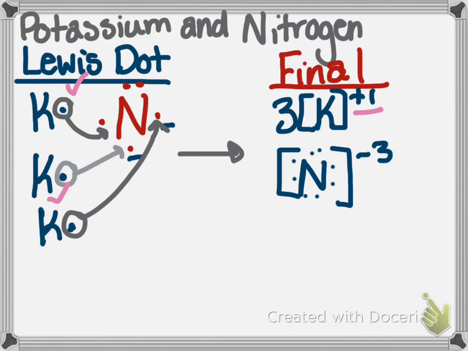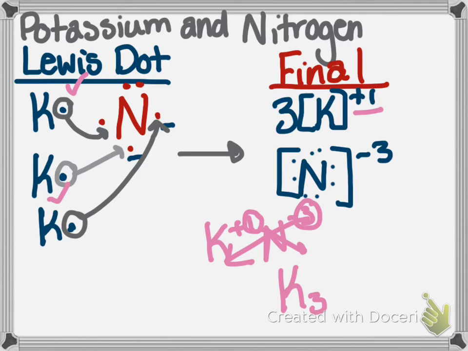A good way to check to see if you have the correct final products, you can write the formula. So potassium was a +1, nitrogen was a -3. For every 3 potassiums, we should have 1 nitrogen, which, if you look at our drawing, that's what we have, okay?